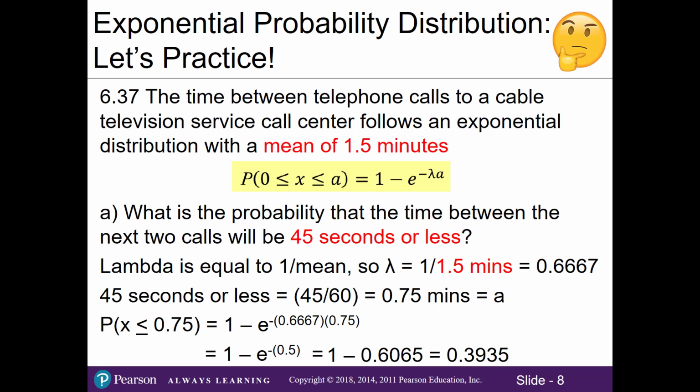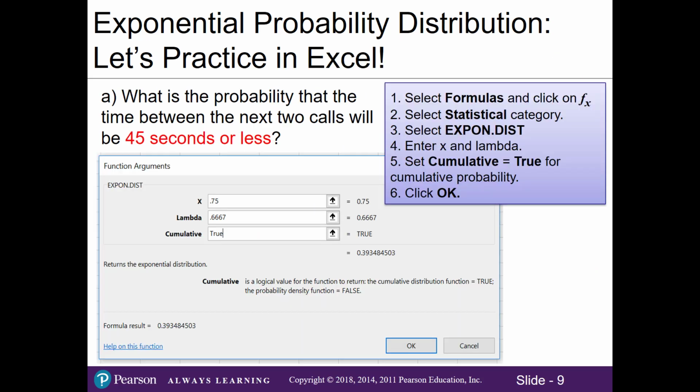or 39.35%. Now, how do we do this in Excel? Using the same scenario, we can use the formula builder by clicking on the Formulas tab, Insert Function, Statistical Category, and select Exponential Distribution. You'll enter your x and you'll enter your lambda and type in true.